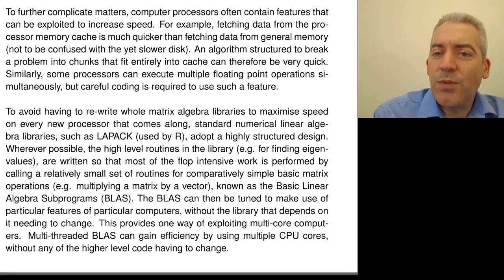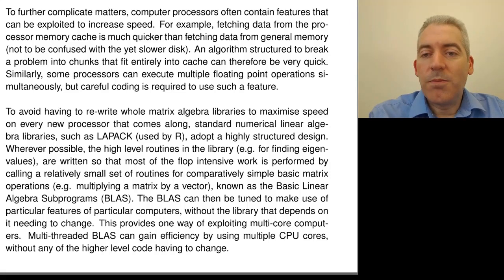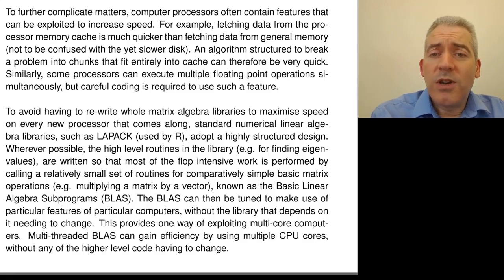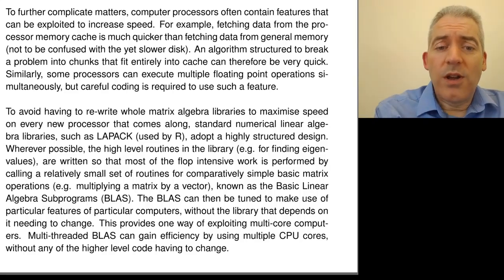Okay, and in fact, as it mentions at the bottom here, some of the latest versions of these libraries will even exploit the fact that you've got typically multiple cores on most machines now, and so some of them will even multi-thread and parallelize some of these matrix operations for you. So it really is worth making sure you are using a good modern BLAS that is well suited to the computer that you're running on.